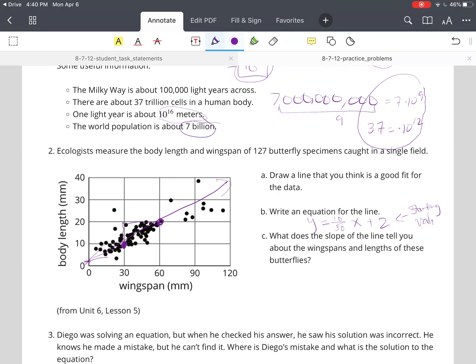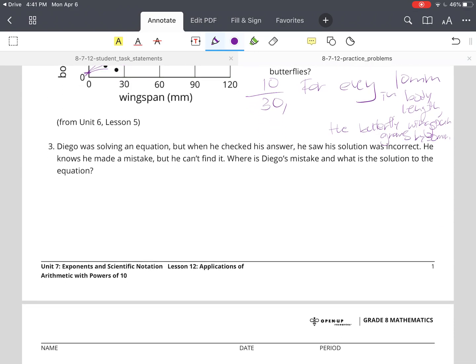And what does the slope of the line tell you about the wingspan and the lengths of these butterflies? So since the slope is 10 over 30, for every 10 millimeters in body length, the butterfly's wingspan grows by 30 millimeters.